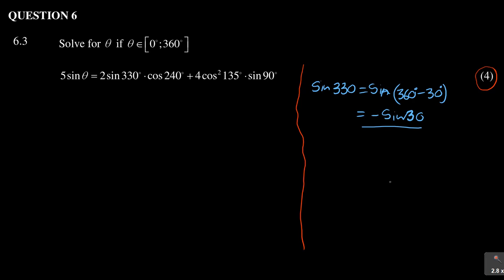So that is the first part. It is negative sin 30. You do the same thing to cos 240. Now 240 is in the third quadrant. The 330 actually is in the fourth quadrant, but the 240 is in the third quadrant.